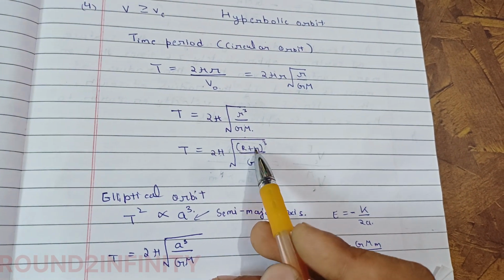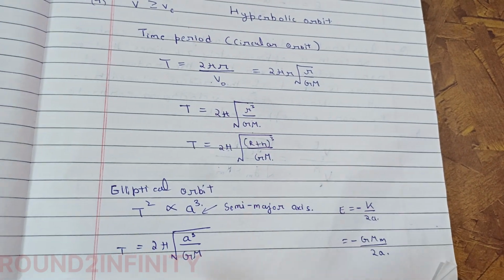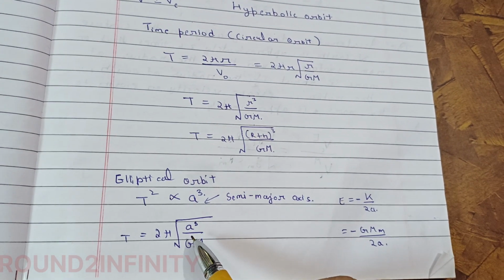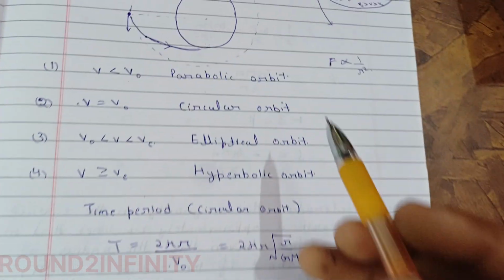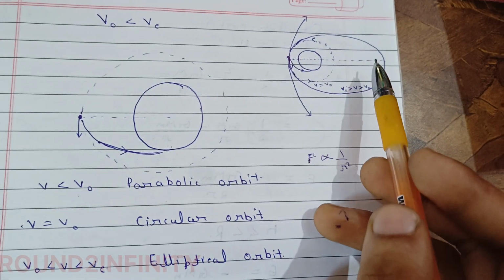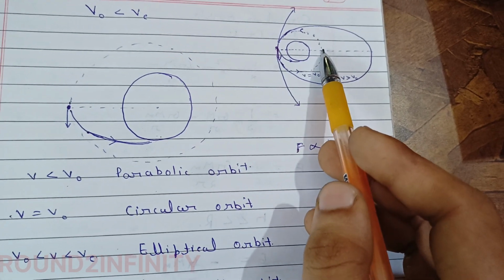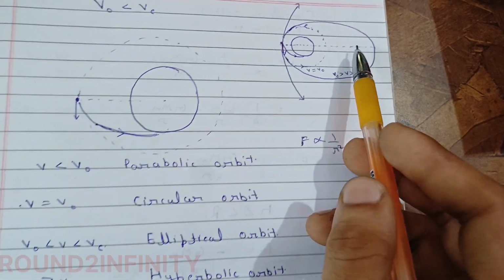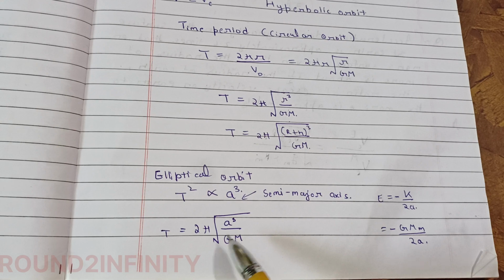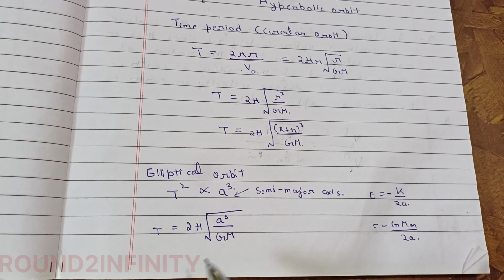In place of R plus h, we will just write a, and the time period will be the same. And this a is nothing but the semi-major axis. So this is an ellipse, and if these are its foci, then this distance from the center, half of this distance, is called the semi-major axis a. So this will be your time period for the elliptical orbit.